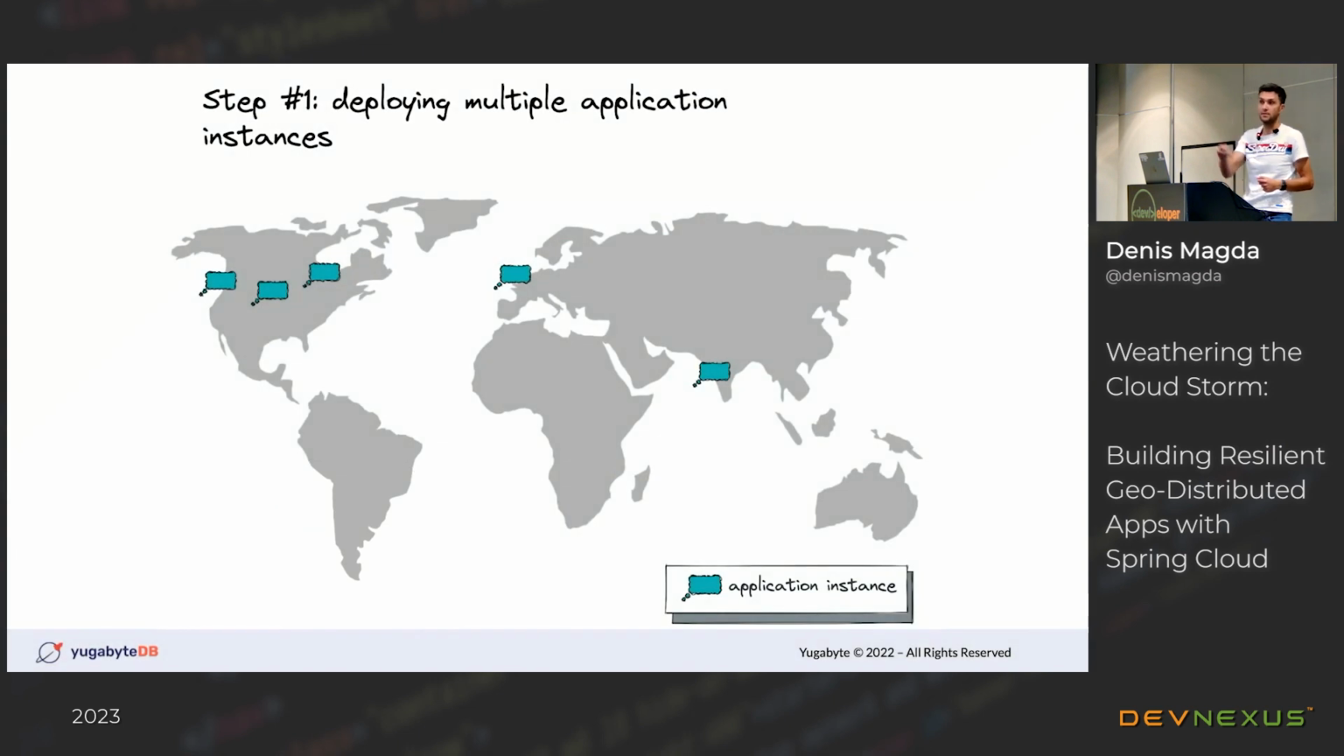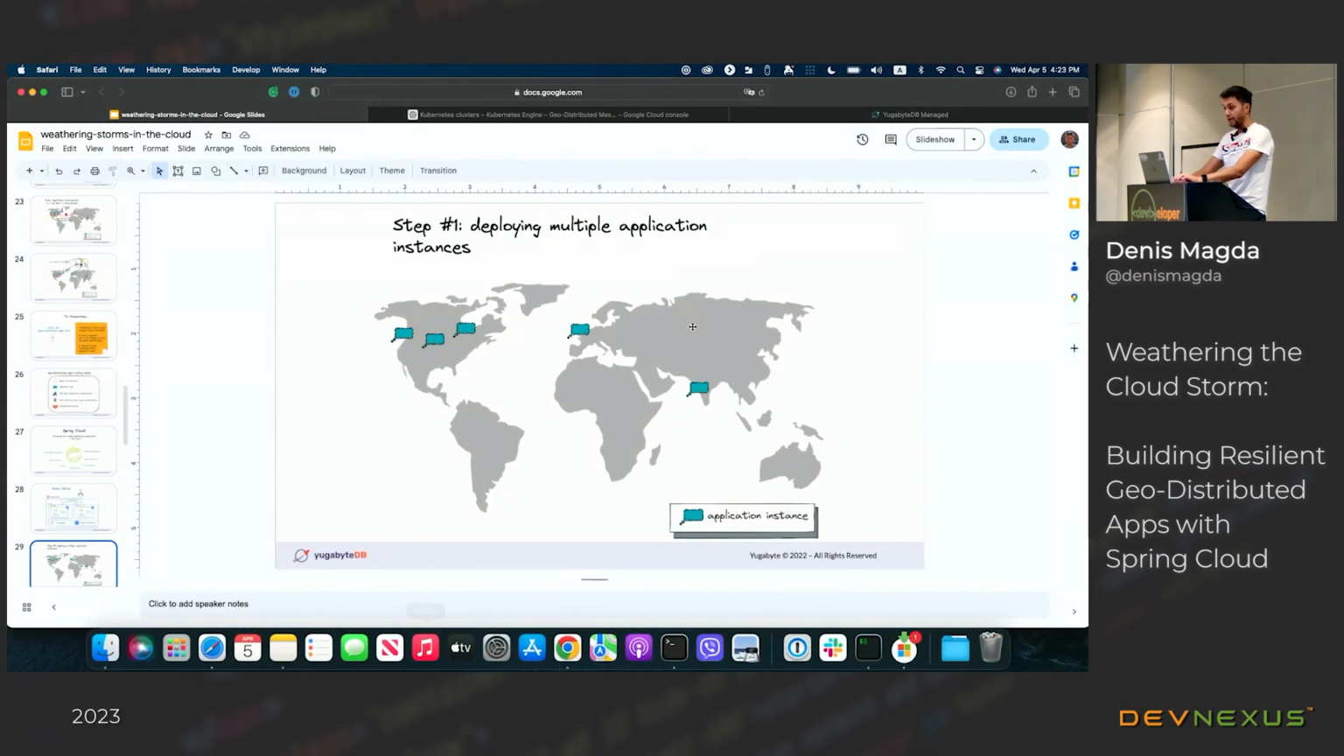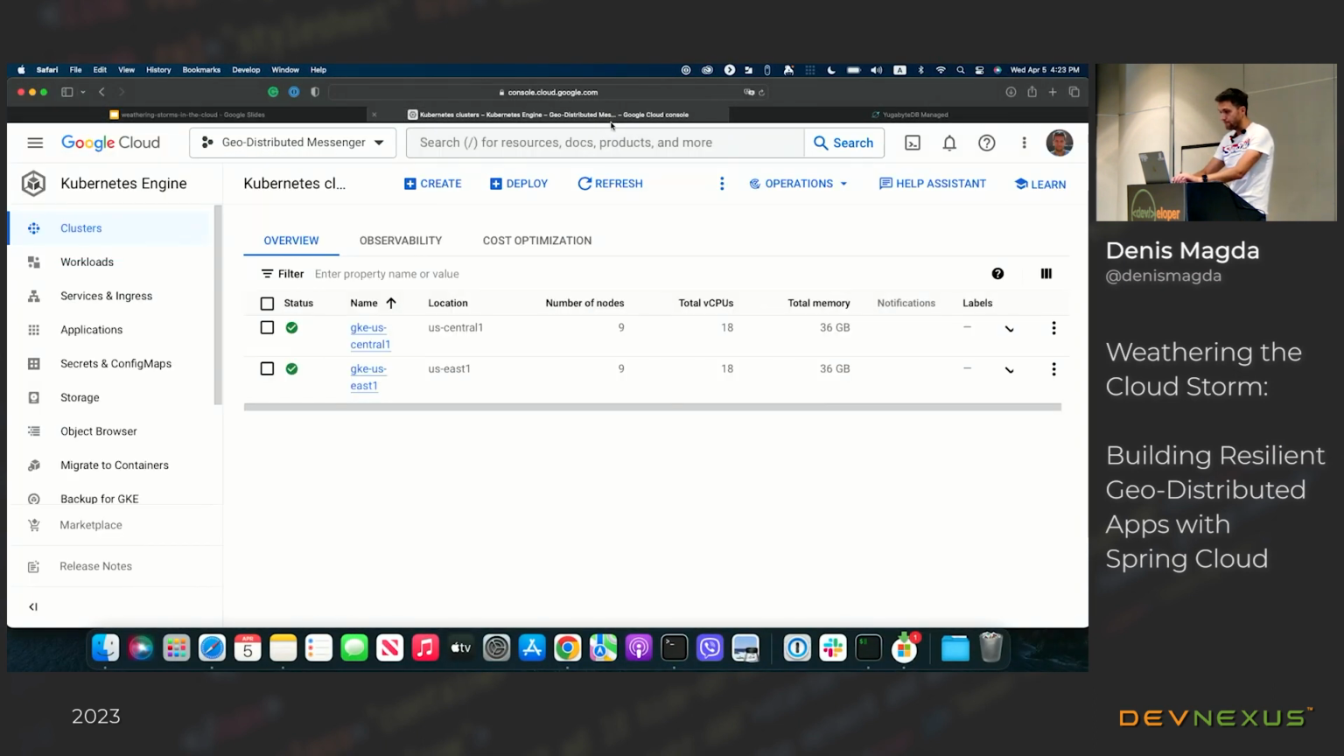So let's do the first step, right? We want to turn our single process application into a geo-distributed one, which means that first I want to deploy my application instances across several locations. And I will be deploying in the US East and West.